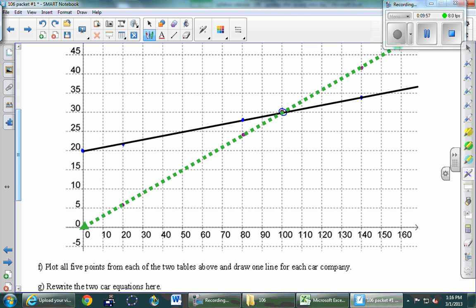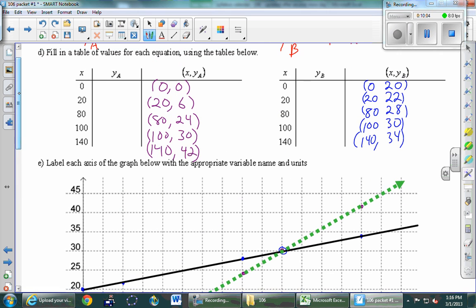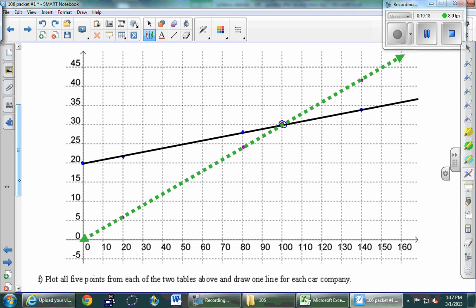So eventually it catches up and then passes the black line. And actually, we happened to find the point where they were equal because I happened to pick it in the table. What was the point where they were equal? Was it 100 miles? If you're driving 100 miles, how much does company A charge you? 30. And how much does company B charge you? Also 30. So if you're driving exactly 100 miles, which one should you pick? Either one. It's 30. 30 bucks is what you pay no matter what.